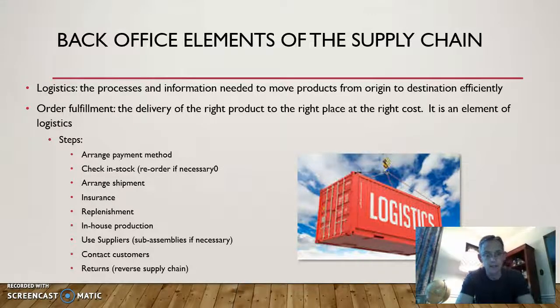There's arranging the payment method, checking stock, arranging the shipment, doing the insurance for this whole process, doing the replenishment of any stock that you've spent, doing the in-house production itself, using the suppliers and sub-assemblies, contacting the customers, and also the reverse supply chain. You know, when you get returns, my gosh, how are you going to manage all that? You put a system in that can handle all that. They've already thought through all these processes, and they can do all that for you.